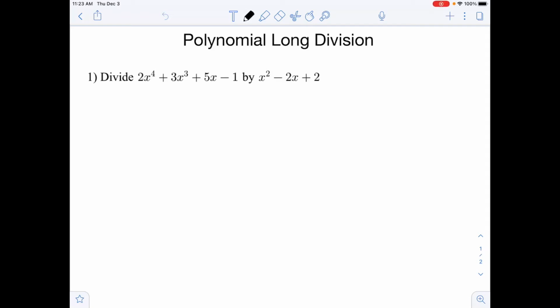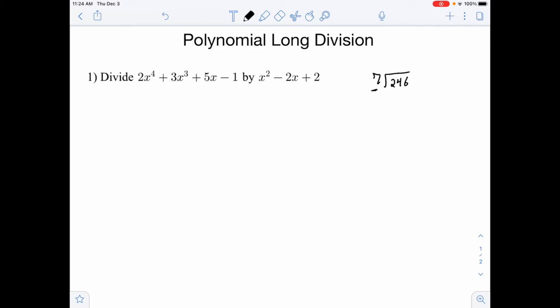All right, guys, so we're gonna work on polynomial long division. So let me just backtrack a little bit and show you just regular long division because we're gonna follow the same pattern. So let's say that we were gonna divide 7 into 246. What would we do?